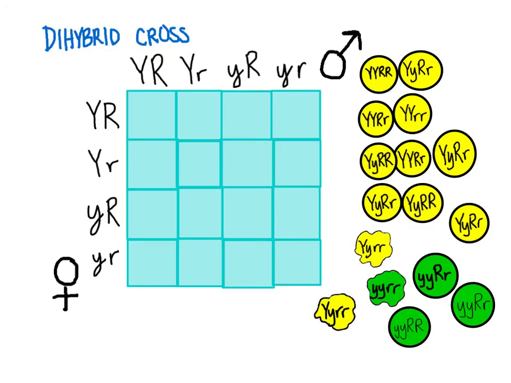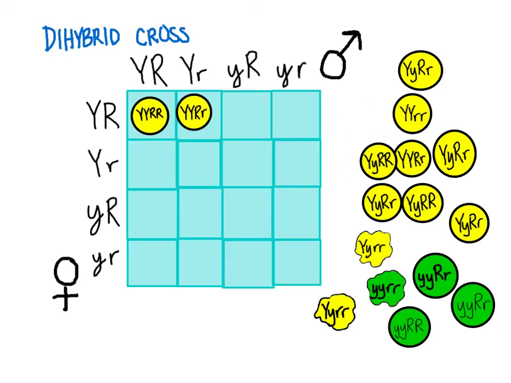So let's try and actually do this cross. This is a dihybrid cross because it's for 2 types of traits instead of for 1 type. So if I look at this part right here, big Y, big R, cross big Y, big R, you're going to end up with a homozygous dominant for both traits, which is going to be yellow and it's going to be round. This next one is going to be big Y, big R, little r, so it's homozygous dominant for the color, but heterozygous for the shape. So this still ends up being yellow and round. Now we're just going to do that for the rest of these.